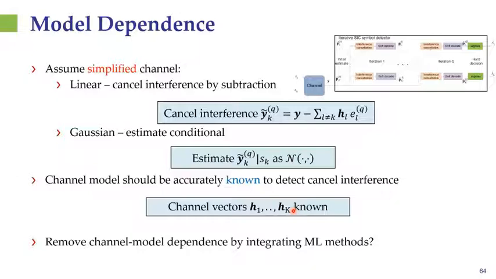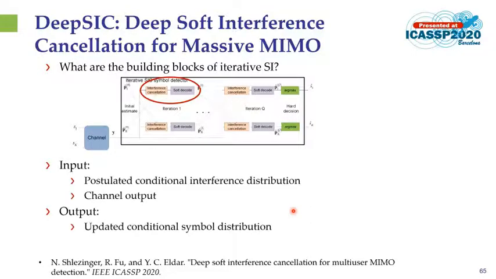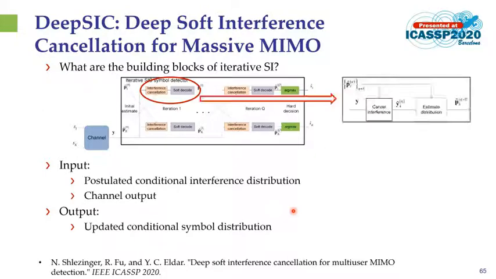implementation, a data-driven implementation of soft iterative interference cancellation by integrating machine learning methods. This work, which is called DeepSIC, is actually presented later on this week here in ICASSP, and it begins by considering the soft iterative interference cancellation detector, identifying its basic building blocks, which operate on the postulated conditional distribution of the interference and the channel output, and they produce an estimate of the distribution of the corresponding symbol.